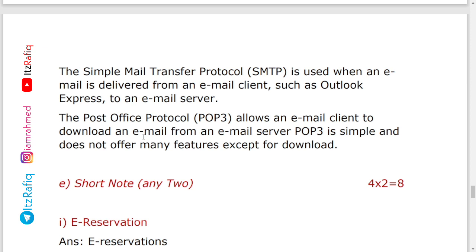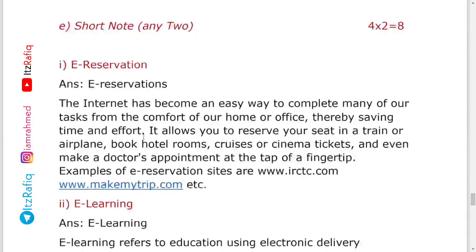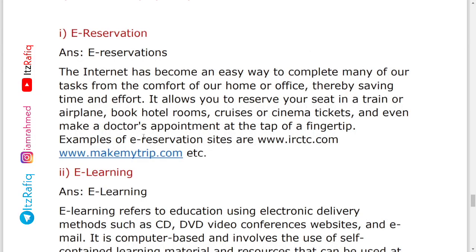Then short notes. First one, e-reservation. You can write about e-reservation, no need to learn the book one exactly. You can write yourself that e-reservation can be used to book railway tickets, movie tickets and all. There are different e-reservation websites, some of them are, then you can give some examples.